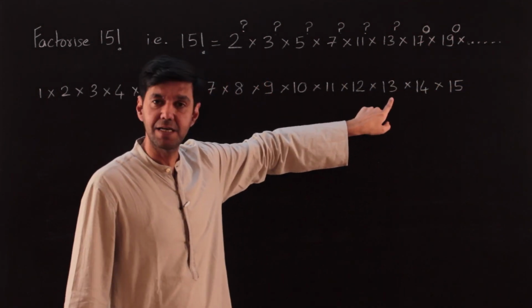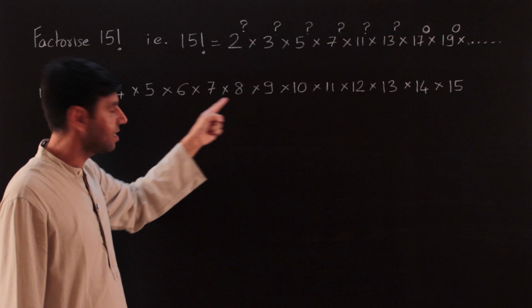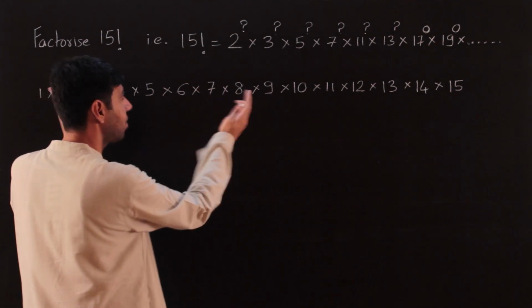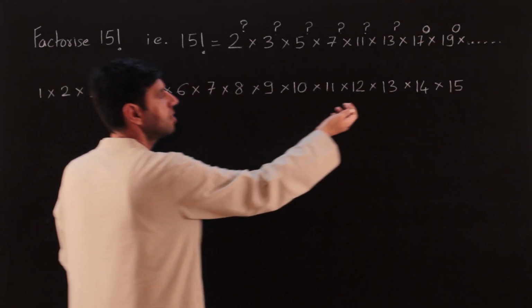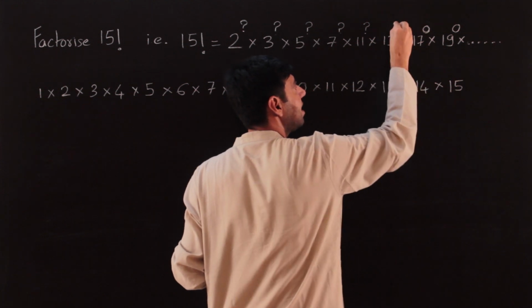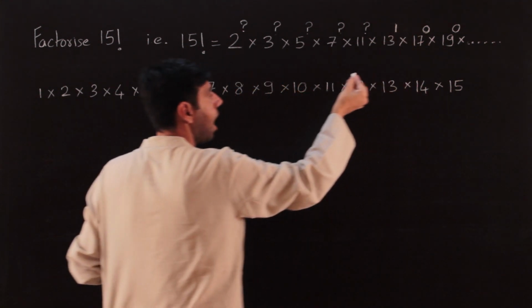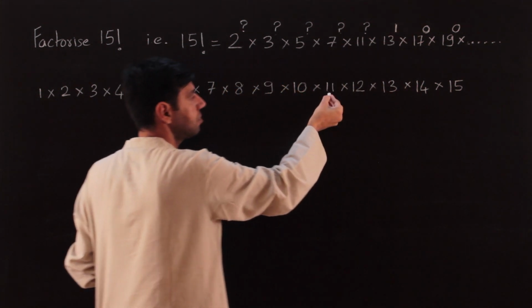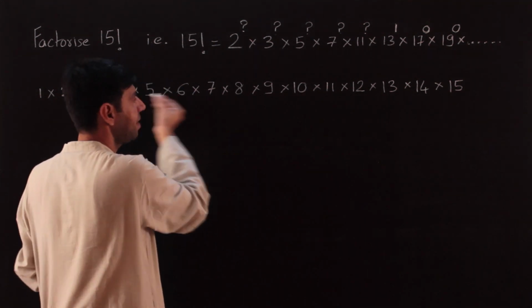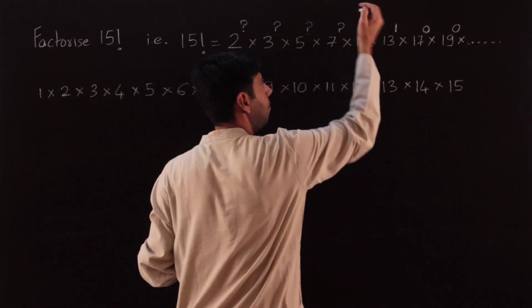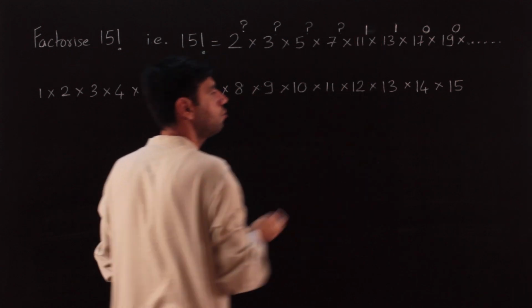13, oh, I see a 13 here. Will there be any other 13 here? 13 is a prime. No numbers can combine and form a 13. So that's just going to be 13 raised to 1. How about 11? 11 is also present as a prime, and there cannot be any other way that 11 can be formed. So that is going to be 11 raised to 1.